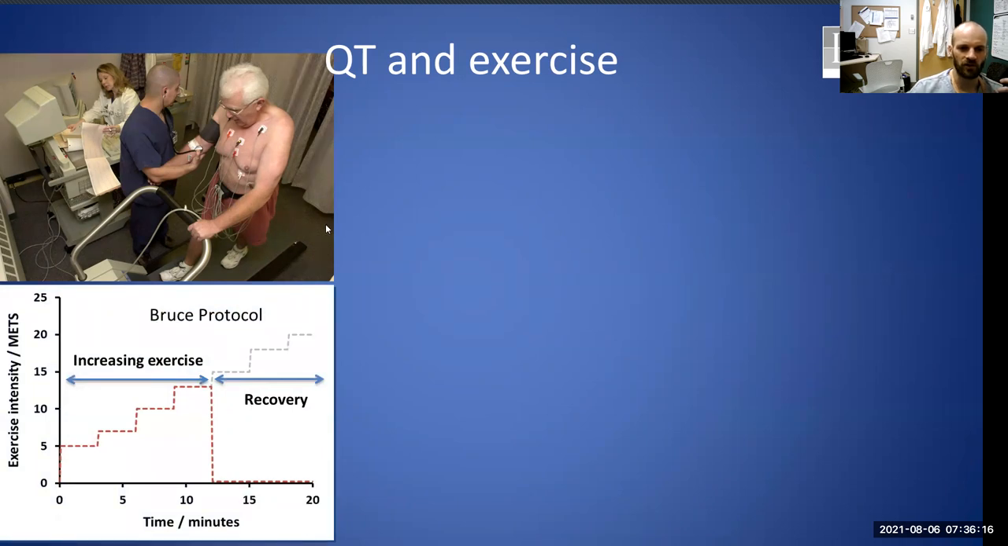So the way that it works is it's a gradually increasing exercise protocol that starts out as a slow walk on the flat, and every 3 minutes the treadmill gets a little bit steeper and a little bit faster. You can measure the exercise intensity in something called METS, and it steps up, steps up, steps up, and keeps on stepping up until someone gets exhausted or something happens. So you get a period of increasing exercise, but then you keep on recording the ECG during the recovery phase. And the thing that has been found to be most helpful in identifying patients with long QT syndrome is looking at the ECGs during this recovery phase after exercise.